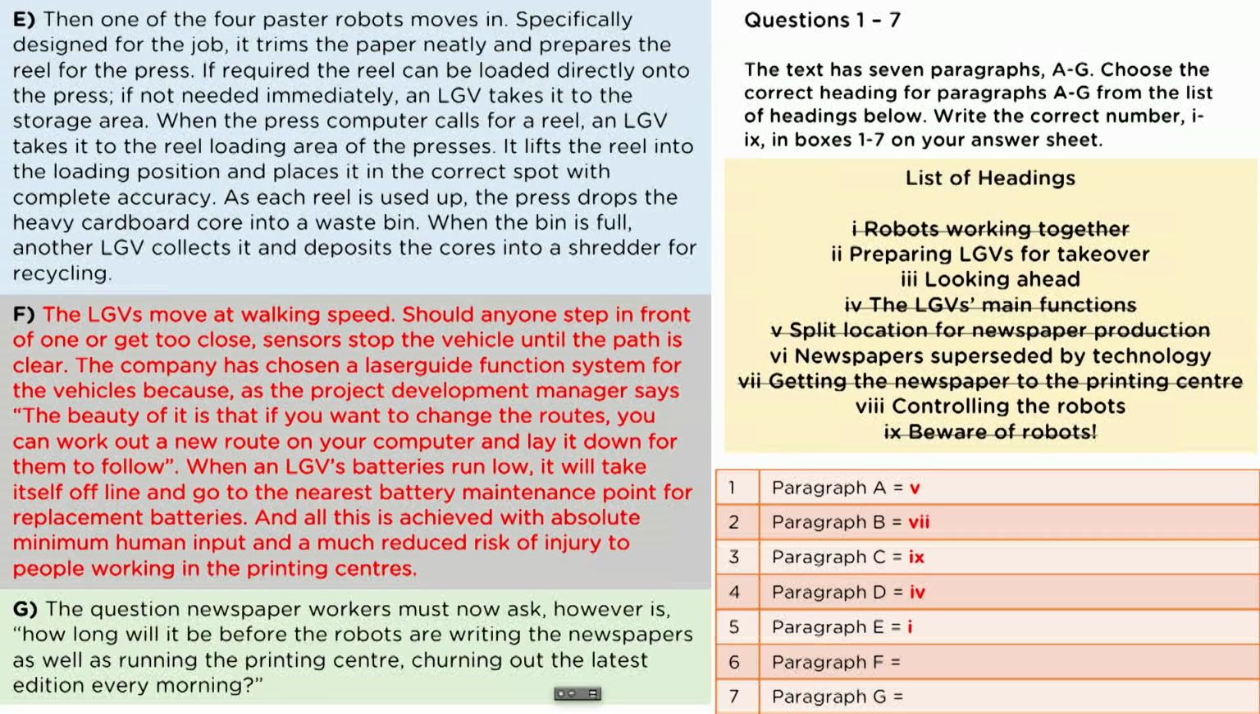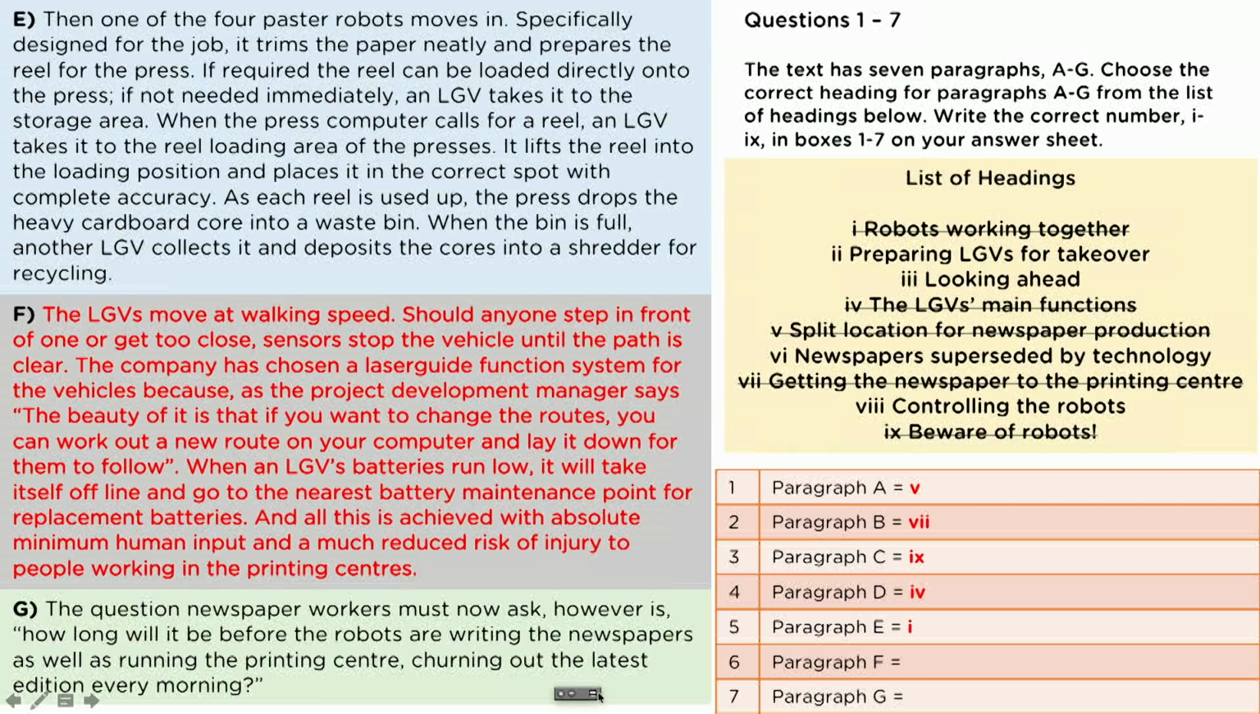Okay? The paragraph here says the LGVs move at walking speed. Should anyone step in front of one or get too close, sensors stop the vehicle until the path is clear. The company has chosen a laser guide function system for the vehicles because, as the project development manager says, the beauty of it is that if you want to change the routes, you can work out a new route on your computer and lay it down for them to follow. When an LGV's batteries run low, it will take itself offline and go to the nearest battery maintenance point for replacement batteries.